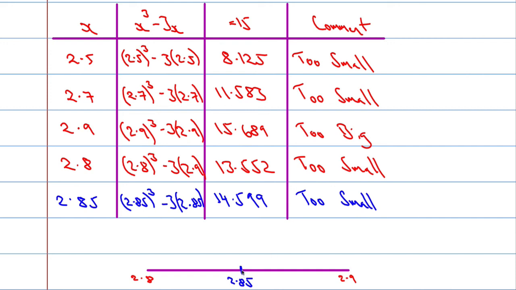So 2.85 is too small, which means that the actual answer must be somewhere in here between 2.85 and 2.9. So let's assume it's there, which means if I'm choosing an answer to 1 decimal place, it's closer to 2.9. So I'm going to choose 2.9. So x to 1 dp is 2.9, and that is how you must make your decision at the end. Do not look at this and decide, well, that's closer to 15 than 13.552, so automatically choose that. You will not get full marks for that, folks. You must do this test at the end.